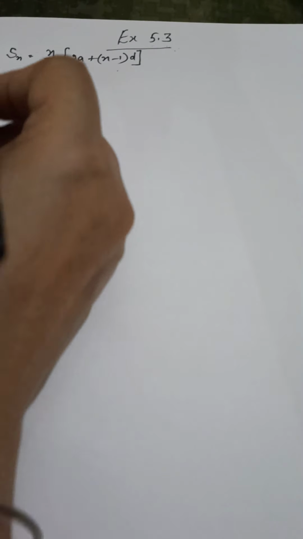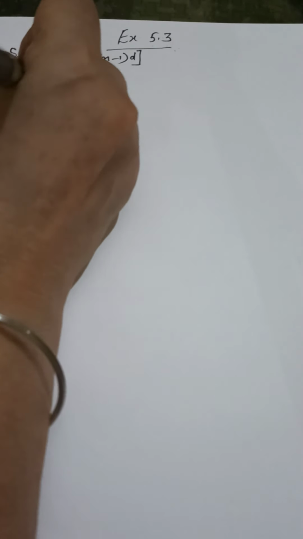It is related to how to find the sum of a series of an AP, and the formula to find the sum of the series of an AP, that is Sn. Sn is equal to n upon 2 (2a plus (n minus 1) into d), or Sn is equal to n upon 2 (a plus l). There are two formulas.